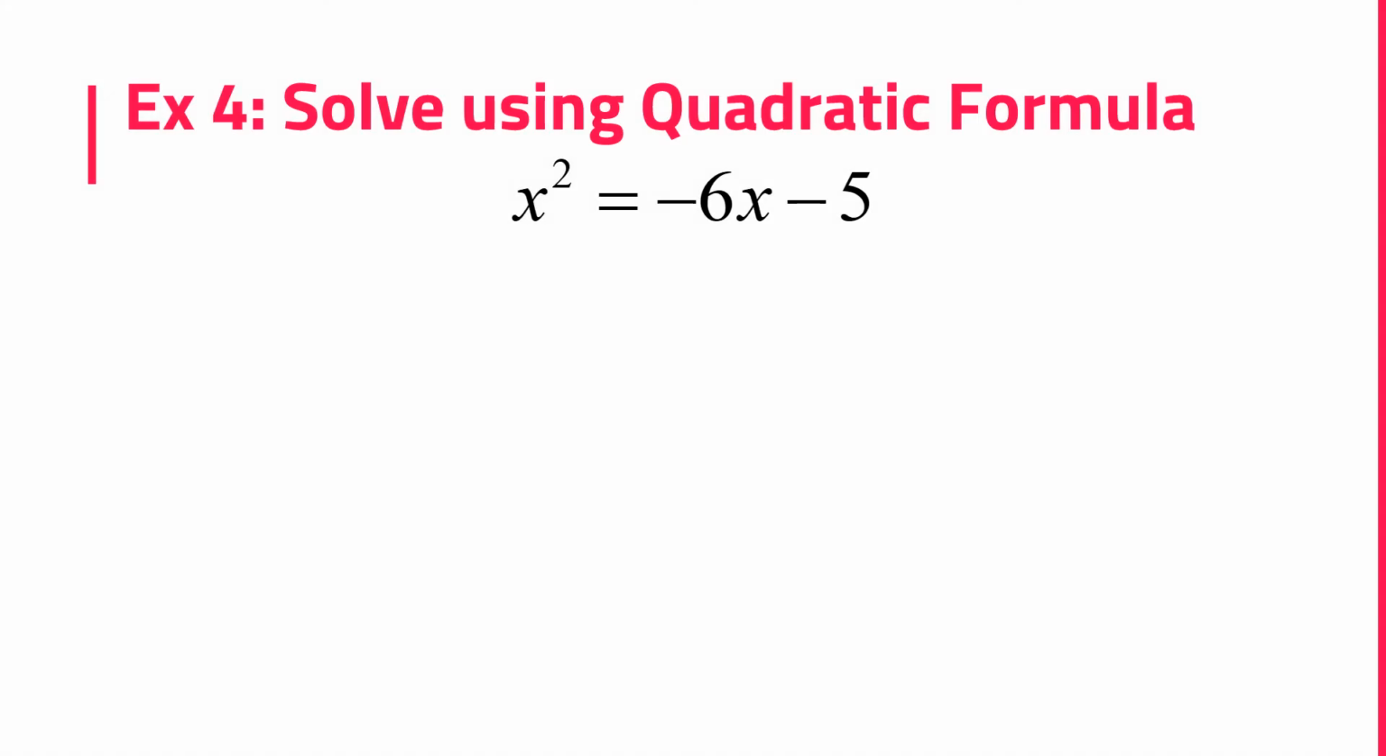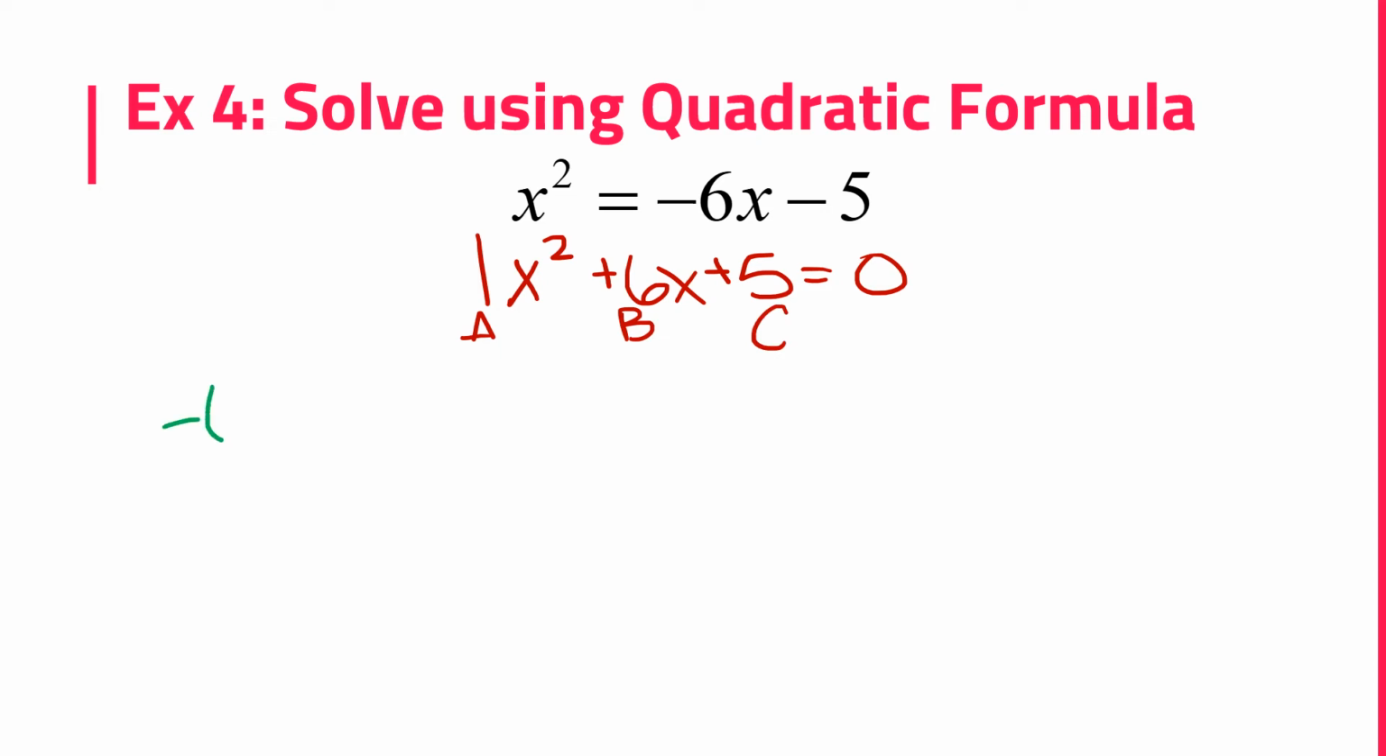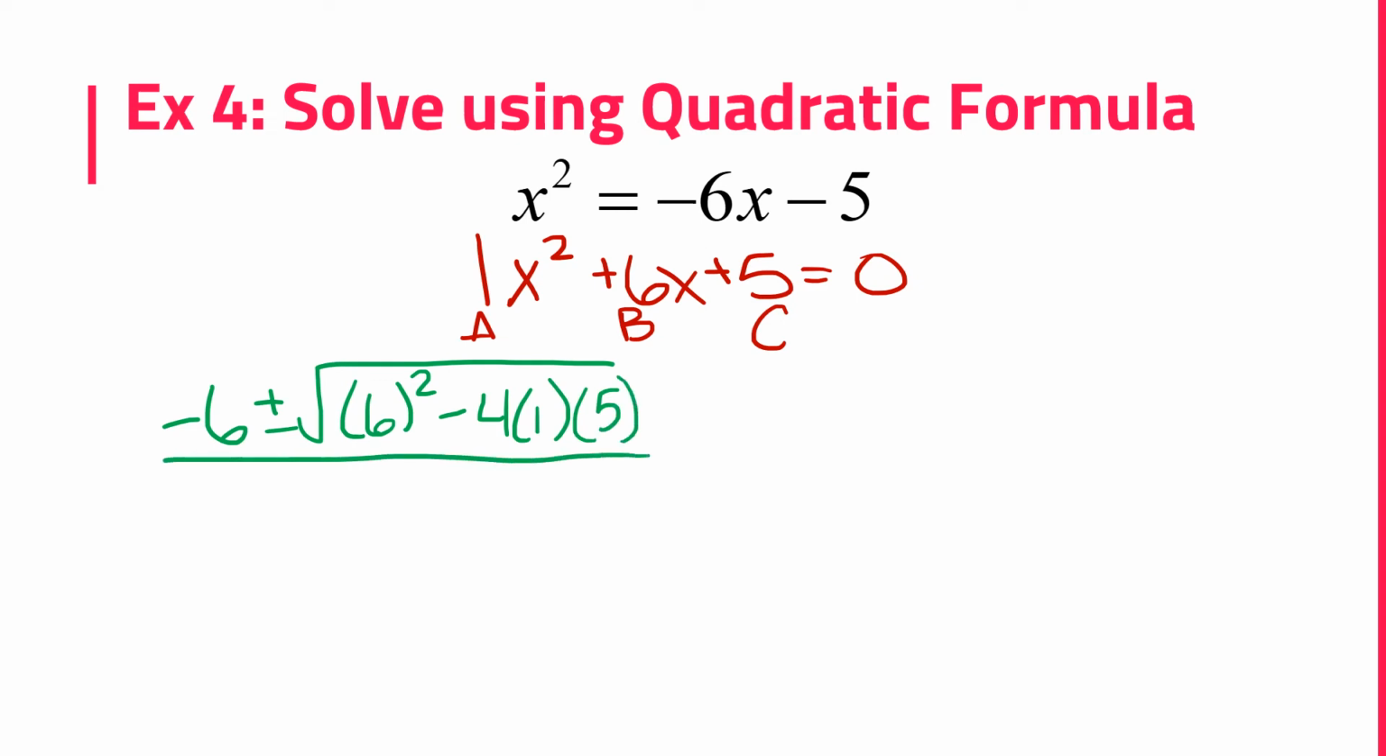All right, let's try another one. First thing I'm going to do is I'm going to rearrange. I like the x squared being positive, so I'm going to move everything else to the other side. Alrighty, let's use our formula. Let's label. So I've got a 1, a 6, and a 5. Opposite b, plus or minus the square root of b squared minus 4 times a times c all over 2a.